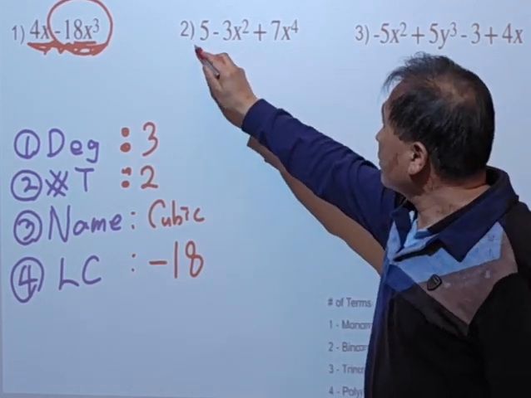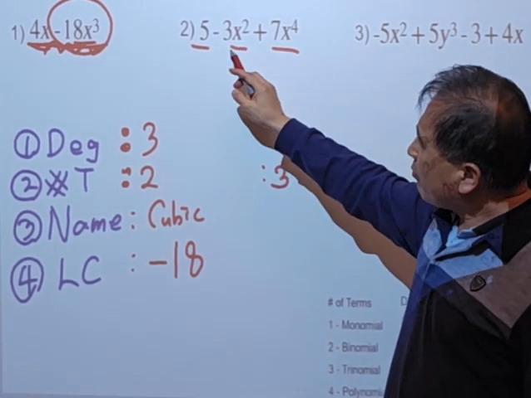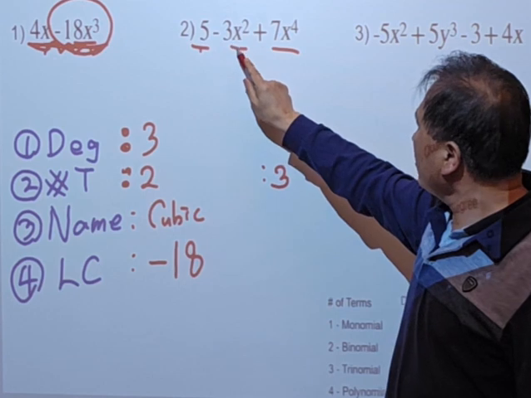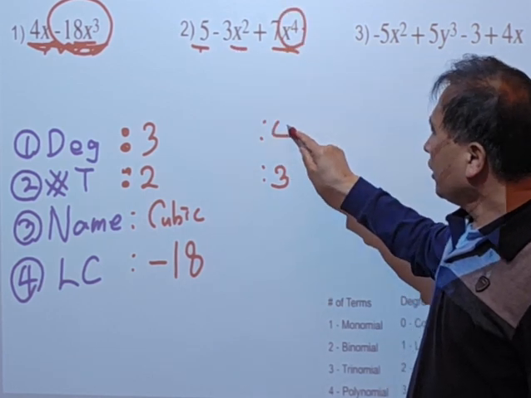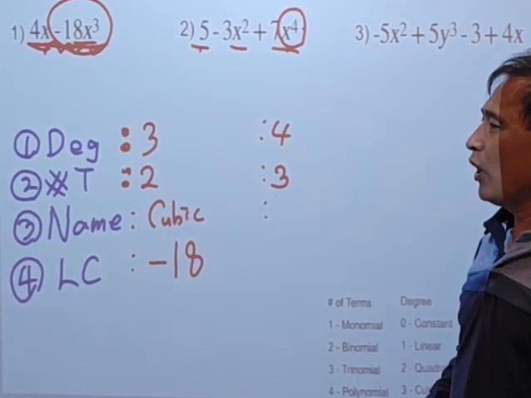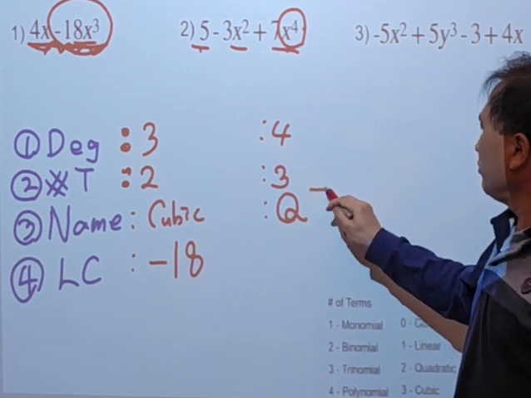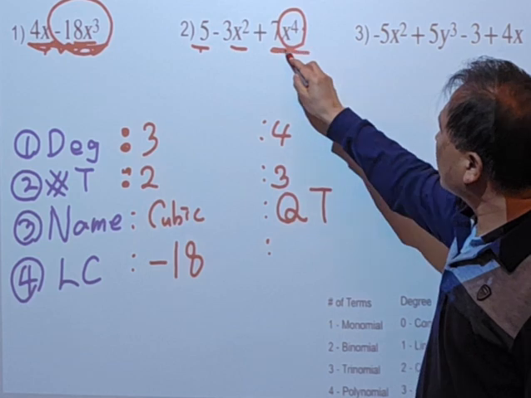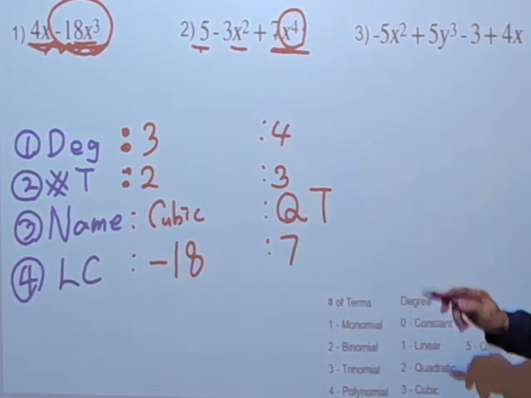First, the degree. There are 3 terms, by the way. Let's find the biggest degree. That's a constant, degree 0, then 2, and 4. That means the degree is 4. Then the name: degree 4 is quartic, and 3 terms is trinomial. Quartic trinomial. And the leading coefficient: that's the leading term, so 7.